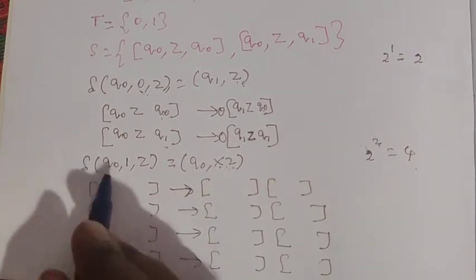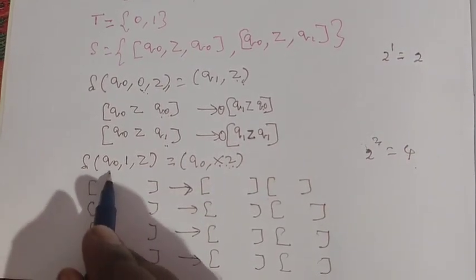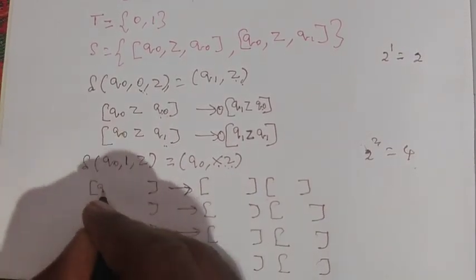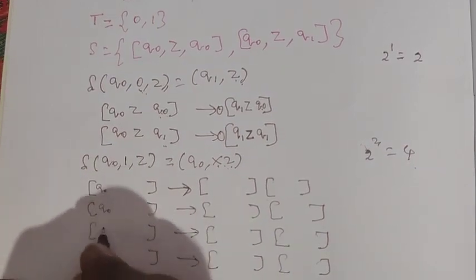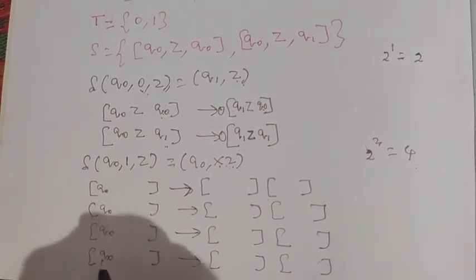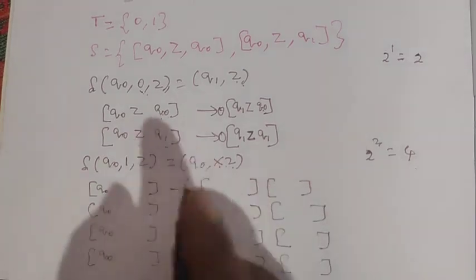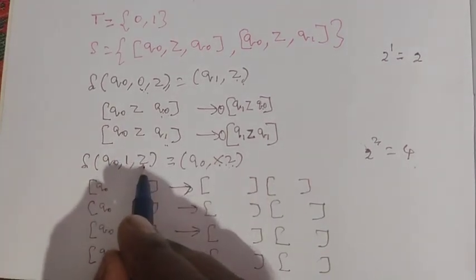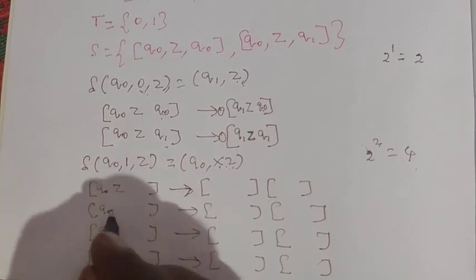Now how to fill this? When you take up the input, the first column, what is the first column? It is Q0. So you write Q0 in all the productions. Now you see what is the input here. In the input the stack symbol is Z, so that should be the second parameter.